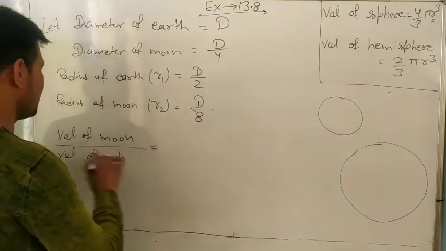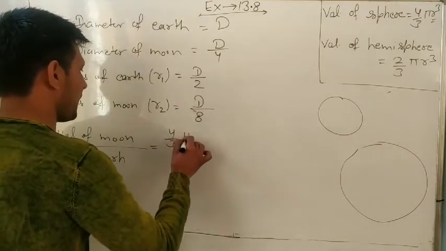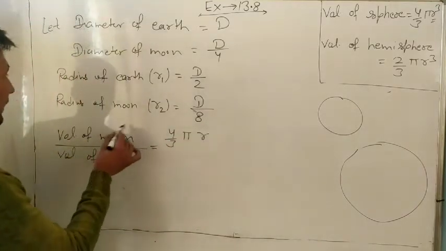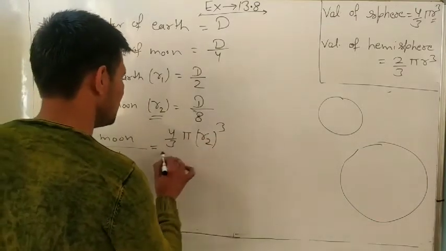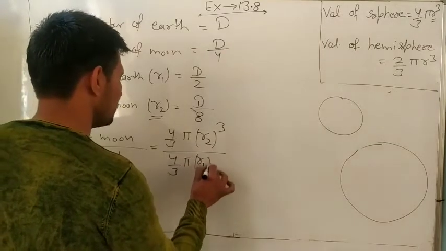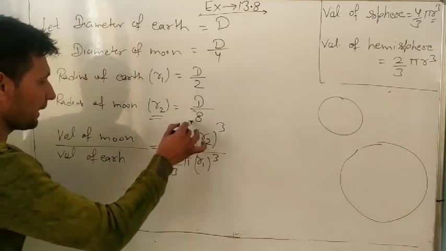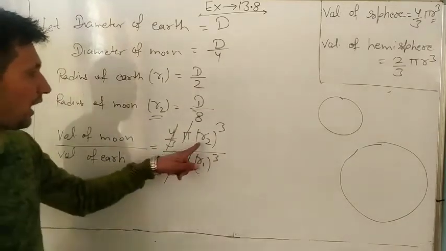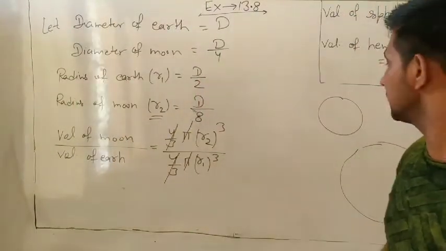Everyone, what is the volume of moon? 4/3 pi r cube, where the radius of the moon is r2. So 4/3 pi r2 cube upon 4/3 pi r1 cube. Yes, 4 upon 3 cancels, pi cancels. Can you cut r2 and r1 also? No, because r2 is different and r1 is different.